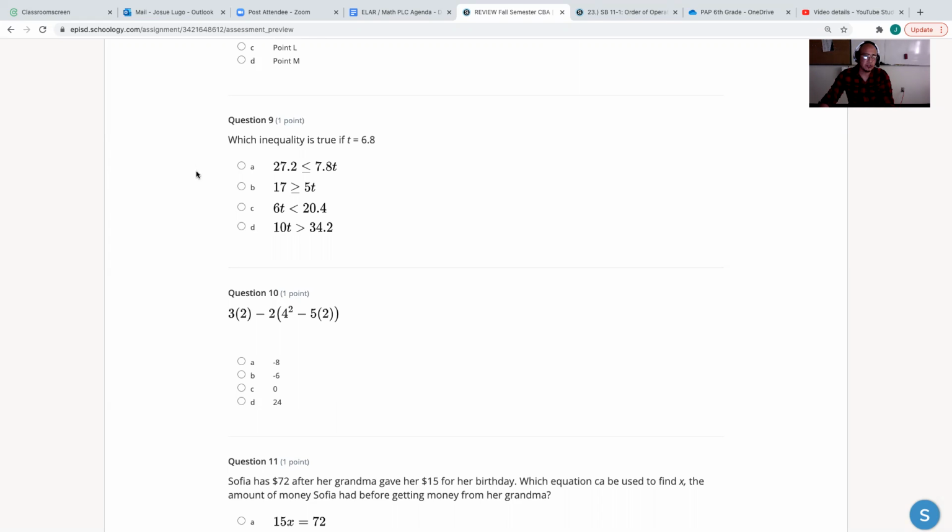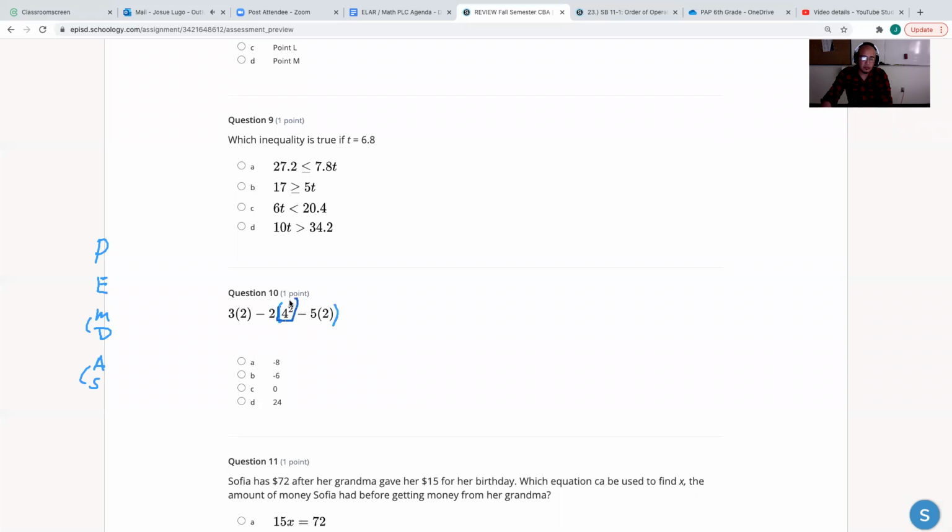PEMDAS, which tells us to first worry about the parentheses, followed by the exponents, or when we're inside the parentheses, do exponents, multiplication and division, right? Remember, those two are together, and then addition and subtraction, again, those two are together. All right, so let's look at the parentheses and notice that inside the parentheses, I have multiple operations. I have exponents, I have subtraction, and I have multiplication. Well, guess what? We still have to do PEMDAS.